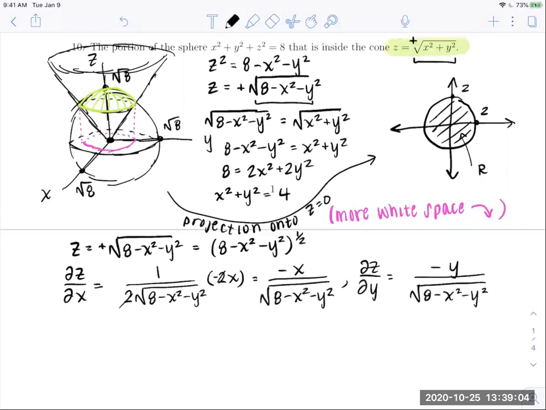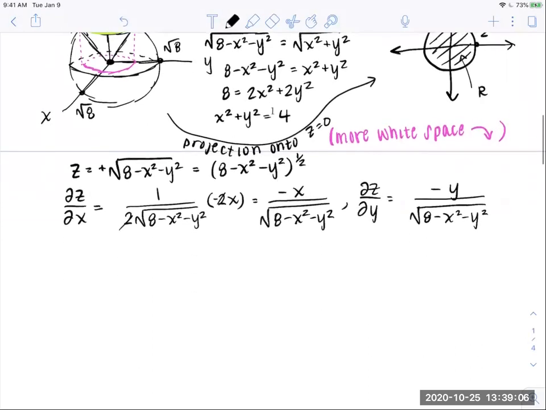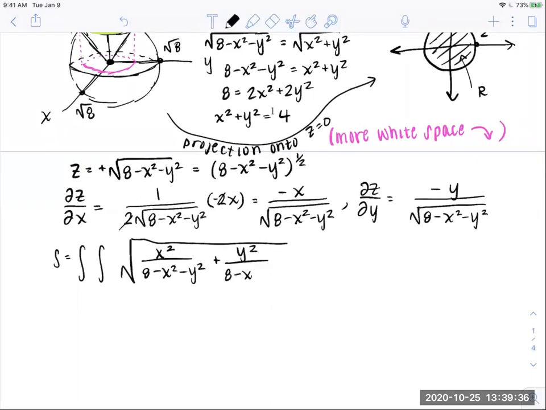All right. So now we're ready to set up our surface area integral. As always, I'm going to leave my limits of integration for last. Remember that surface area integral was the giant square root of all the partial derivatives squared and added up. So when I square these things, thankfully, those square roots are going to cancel. I get x squared over 8 minus x squared minus y squared plus y squared over 8 minus x squared minus y squared. And then, of course, I always have my plus 1. And then I have my dA.